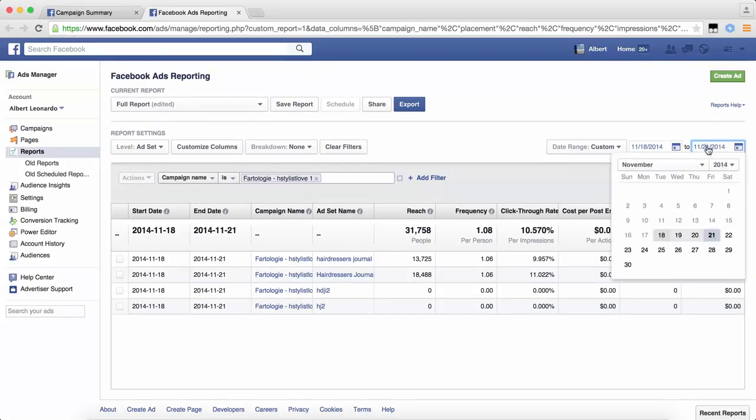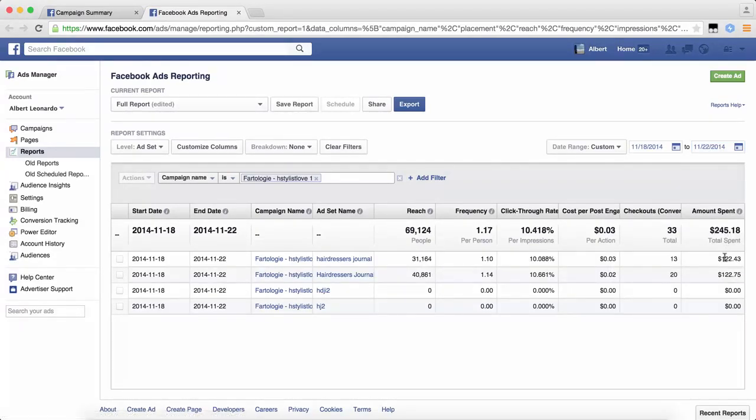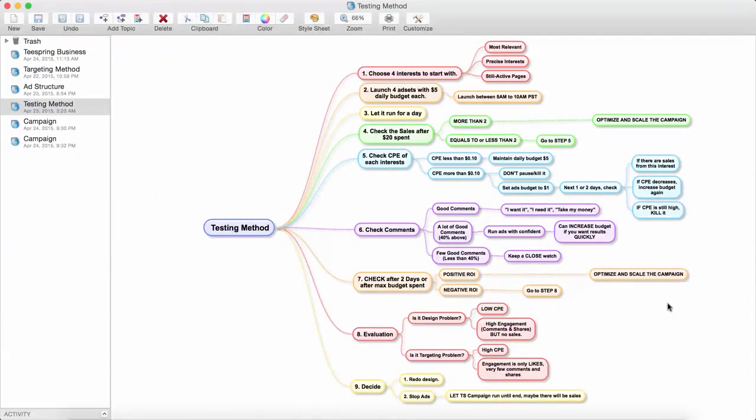Okay, if you are curious what the next day result is, now this is definitely a positive ROI campaign. For $245 spent, you have 33 sales, which is more than $350 in sales. So this is an example of how I applied the step-by-step method. I hope the example gives you a clearer idea how to apply the steps here.